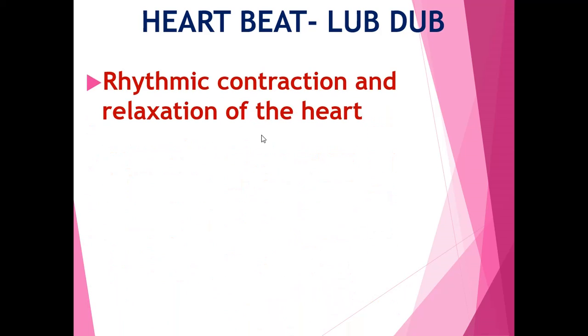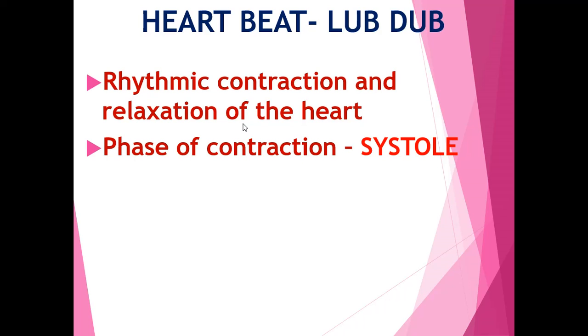Now let's see about heartbeat. Normally you can feel in our heart there is one sound, that is lub-dub. Yes, so that is called heartbeat. Why does this heartbeat occur? Because there is a rhythmic contraction and relaxation of the heart. So the rhythmic contraction and relaxation of the heart is known as heartbeat. What is meant by heartbeat? How does it occur? It occurs due to rhythmic contraction and relaxation of the heart.